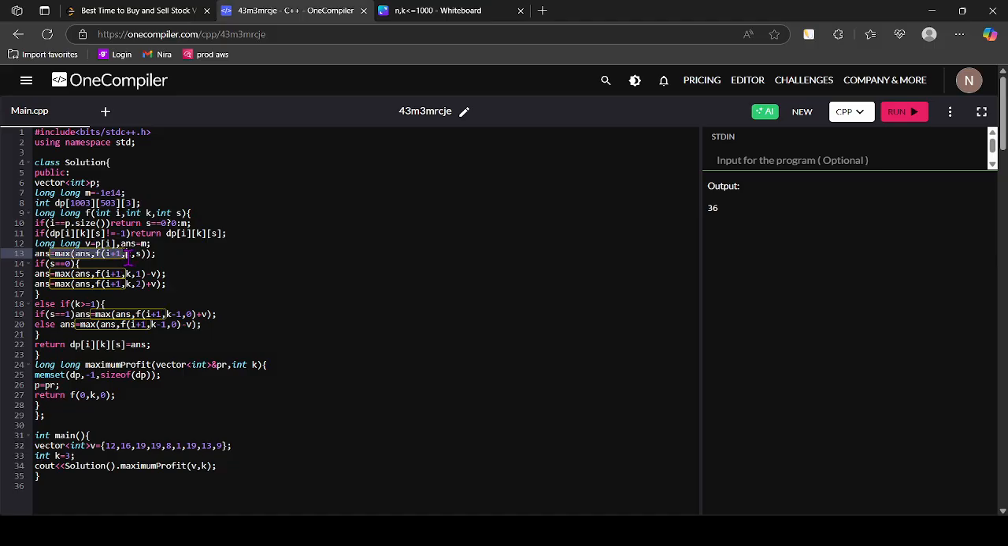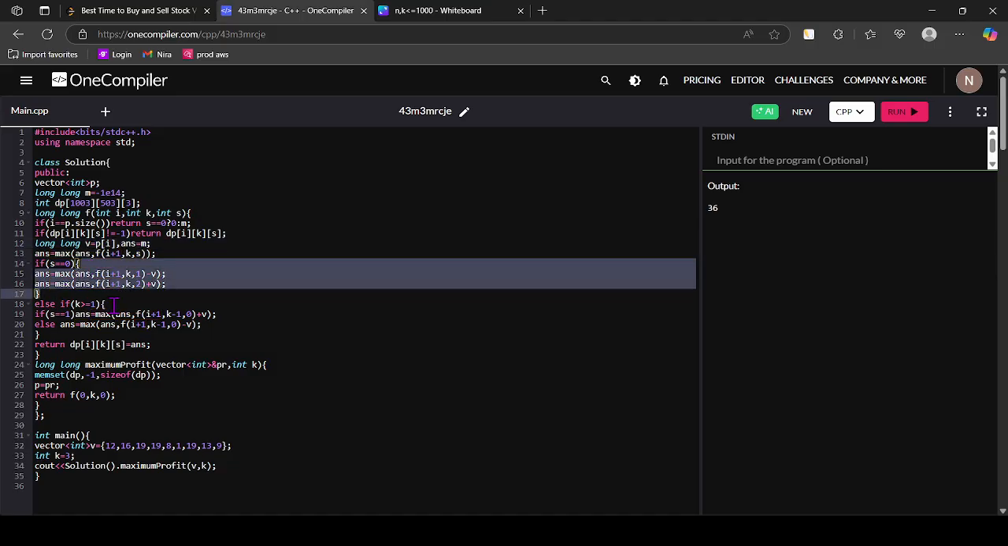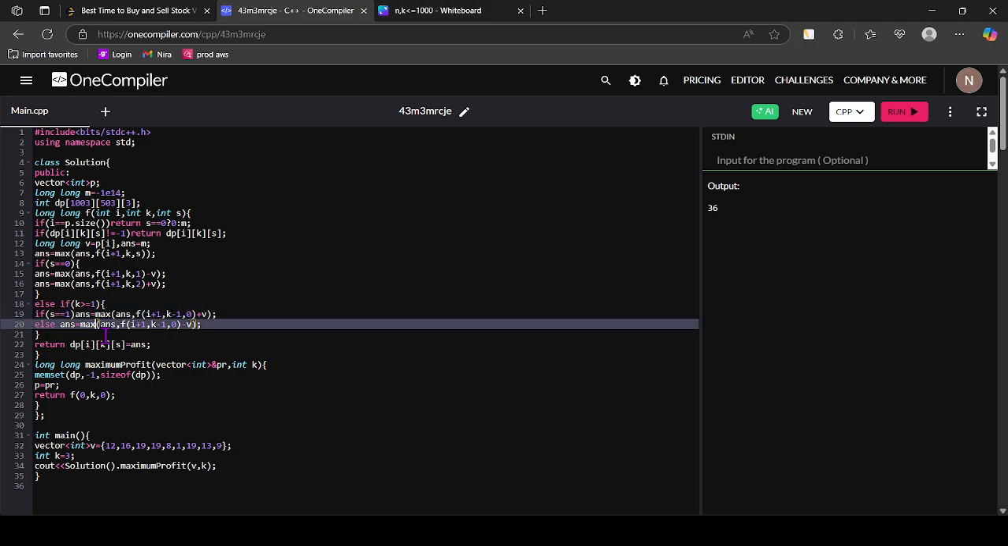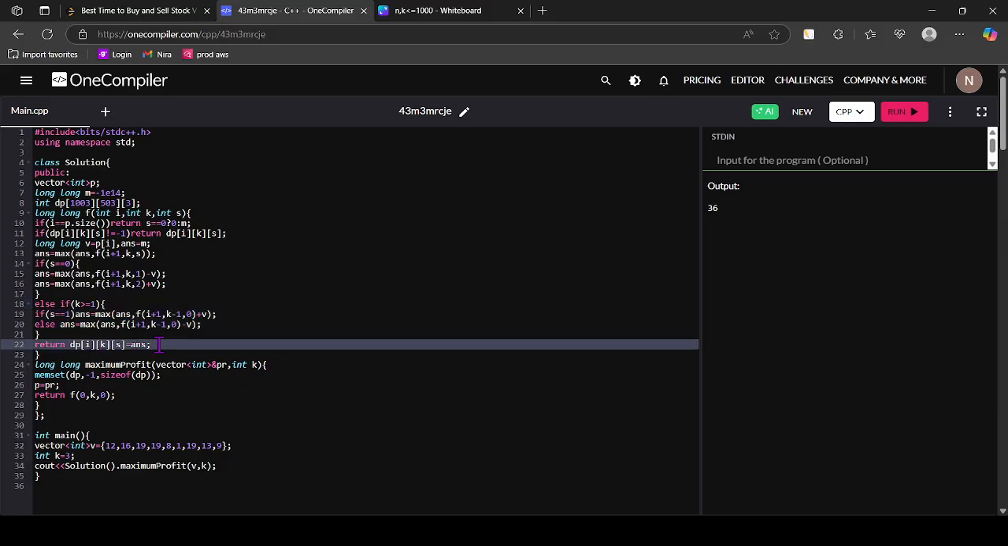Answer is equal to max of this one when we are going to do nothing at the present index. If s is equal to 0, we discussed before, and k greater or equal to 1, we discussed. And similarly, before returning, store the answer in the dp. In this way, we can find the answer. If you have any doubts, comment below. See you in the next video.